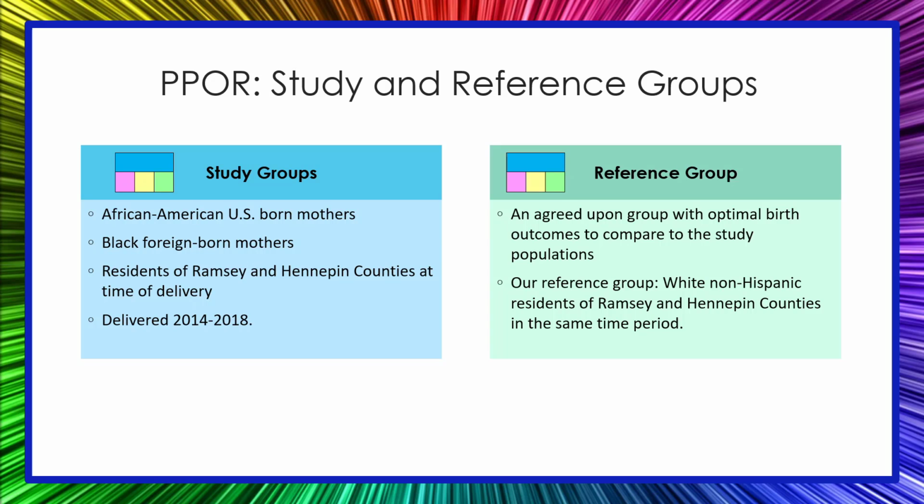So we have 2 study groups currently, African American US-born and Black foreign-born women. They are or were residents of Ramsey or Hennepin counties at the time of delivery, and they delivered between 2014 and 2018. Our reference group includes white non-Hispanic women in the same location and time period. We included data from Hennepin County because the analysis requires a minimum number of deaths, and we weren't able to do the analysis with just Ramsey County.